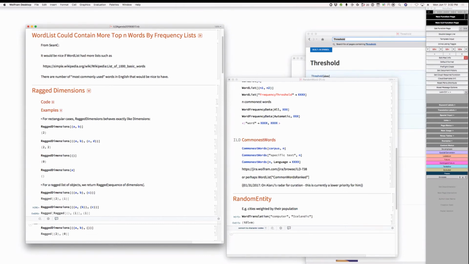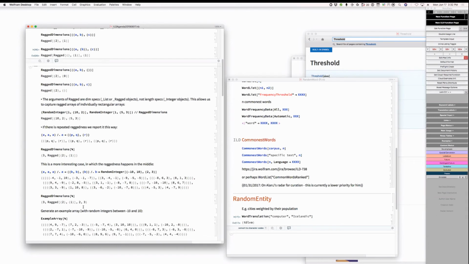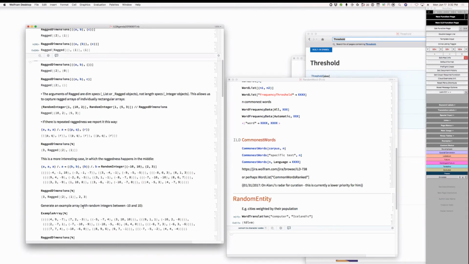Exactly. So this is a full language. And there is a function called example array that goes the other way. Given a ragged dimensions representation, it gives you an example of that array. I have to say, these seem like quintessential function repository functions. Like example array seems useful, but only.